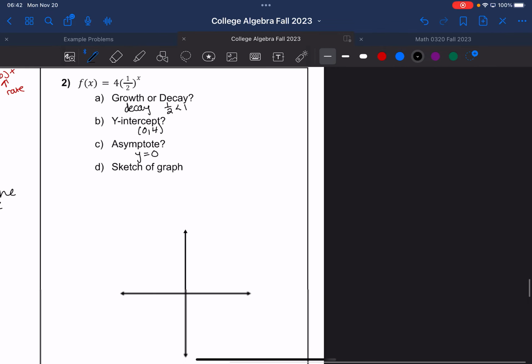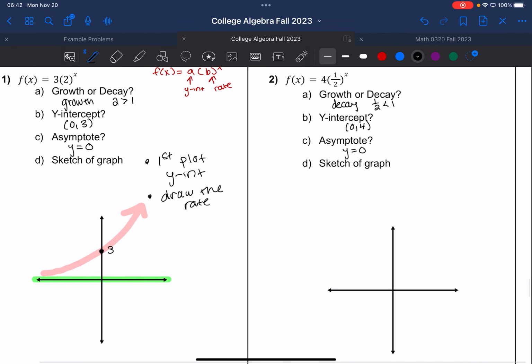Now we graph. What's the first thing I'm going to graph here? Good, the y-intercept. I only draw this line first just to emphasize that we don't go past it. Okay, it's not something you have to do. So graphing my y-intercept at 0, 4. Now I draw my rate. So since I have a decay, which direction am I going? Up or down? Down.